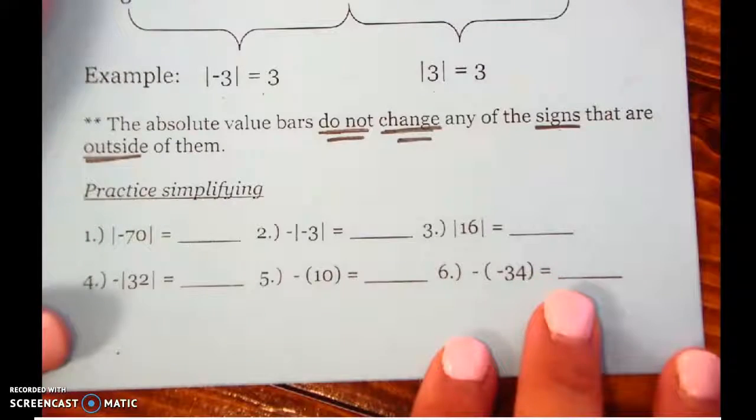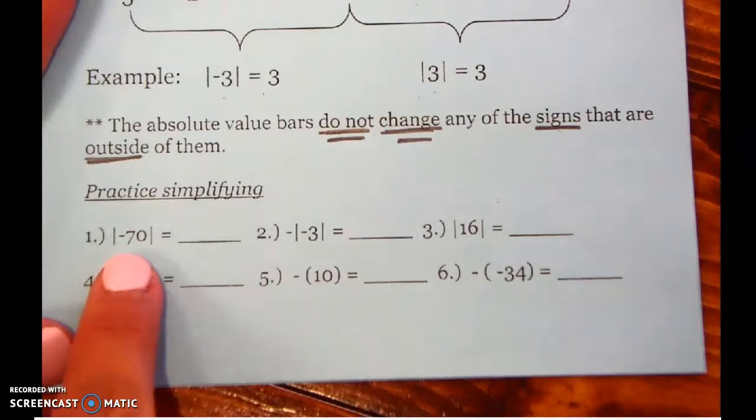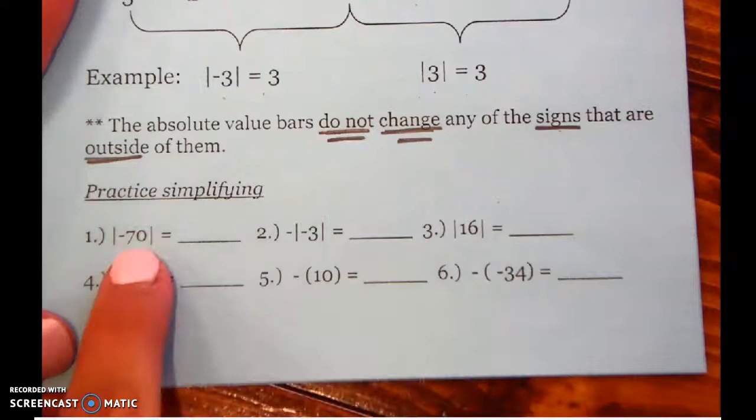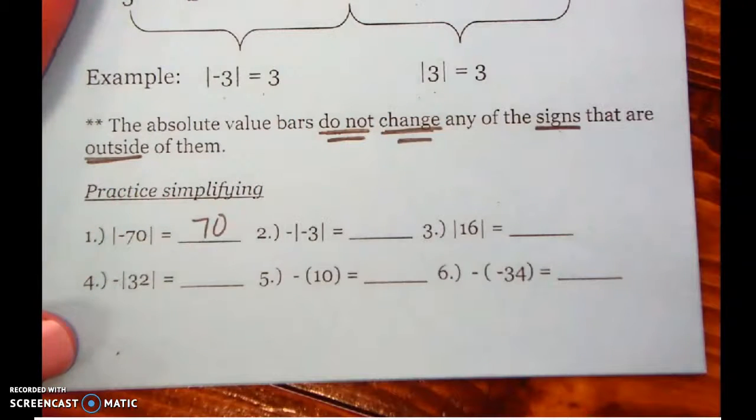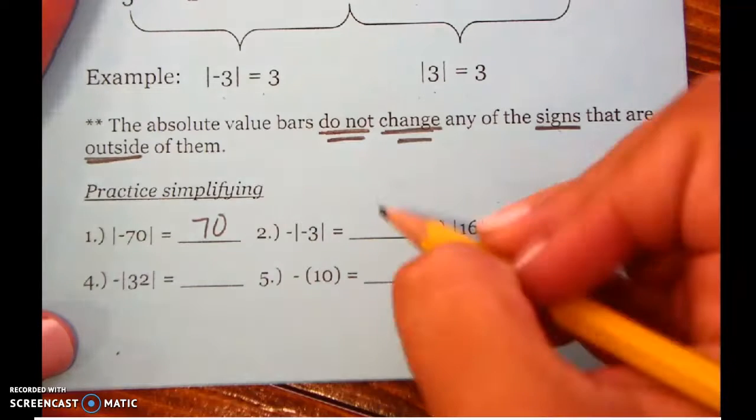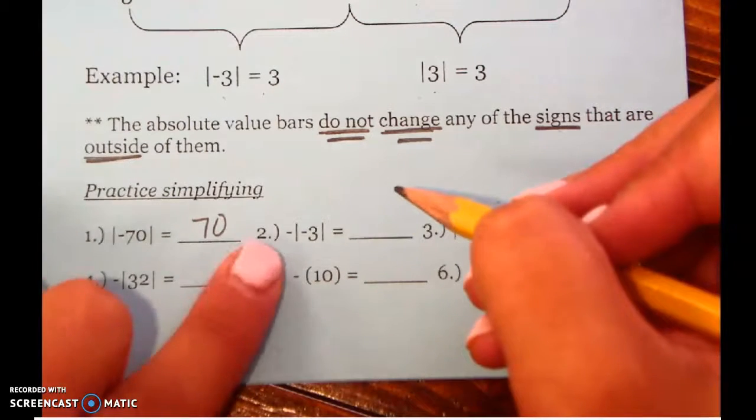Here are some examples. So this question reads as the absolute value of -70. So -70 is how many places away from 0, and that would be just 70. So your absolute value will always be positive because of distance. If you go a distance, it doesn't matter if you go forward or backwards, you still went somewhere, so it has to be positive.